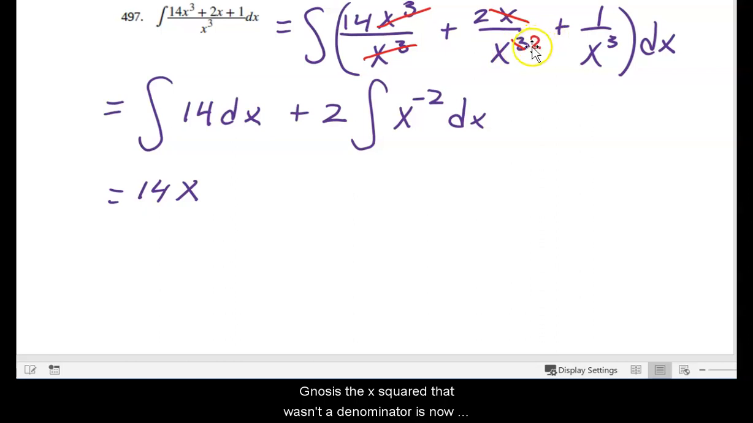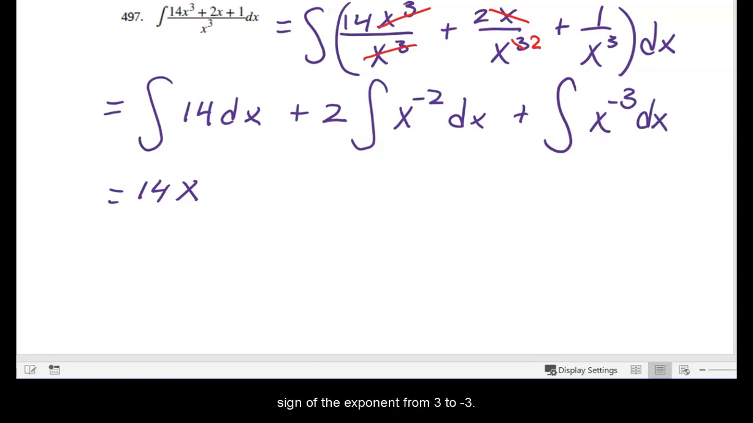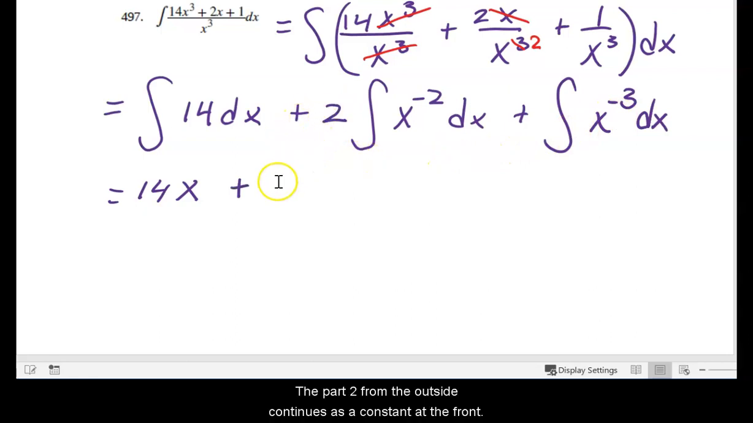Note that the x squared that was in the denominator is now written in the numerator by changing the power to the opposite sign. The third term, 1 over x cubed, cannot be simplified algebraically, but I can lift it from the denominator into the numerator by changing the sign of the exponent from 3 to negative 3. Now I will apply the power rule for integrals on the second and third integral. The 2 from the outside continues as a constant at the front.